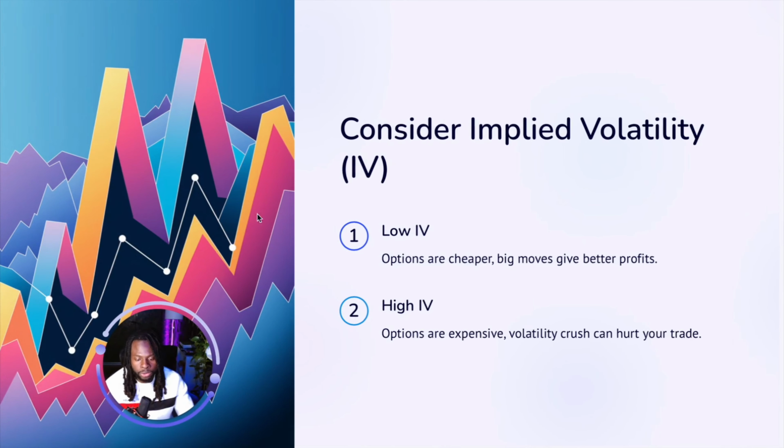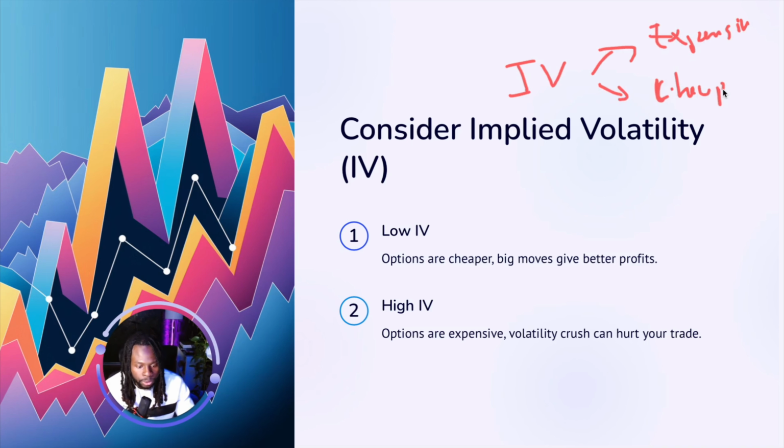Another thing you want to consider is the implied volatility. It's really important because it showcases what kind of volatility you can expect in a contract. The higher the volatility, the bigger the move that can happen in the stock. Implied volatility also affects the option price itself. The lower the volatility, the cheaper the option will be, and a big move on lower volatility will give better profit. The higher the IV, the more expensive the premium is. The lower the IV, the cheaper the premium will be.